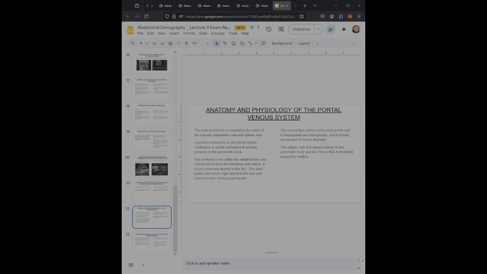The main portal vein is created by the union of the superior mesenteric and splenic veins, and the confluence lies in the mid-abdomen. The normal flow pattern is hepatopetal and monophasic, and it should not exceed 13 millimeters in diameter.